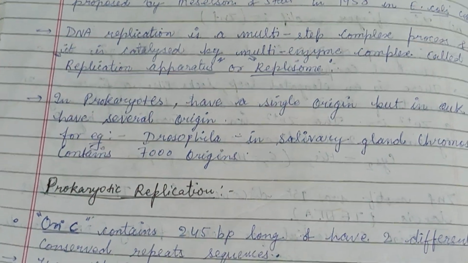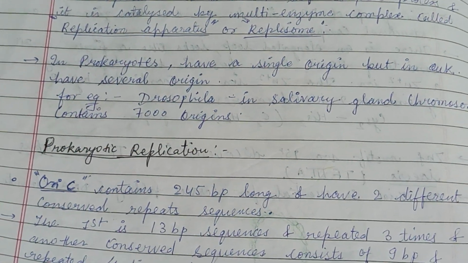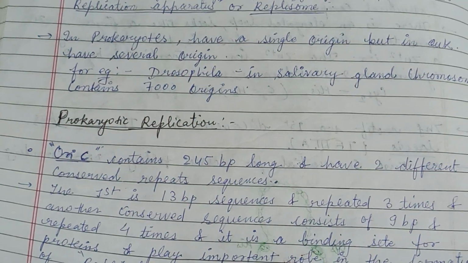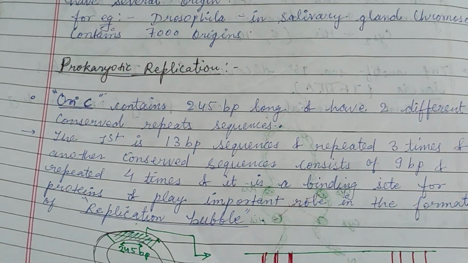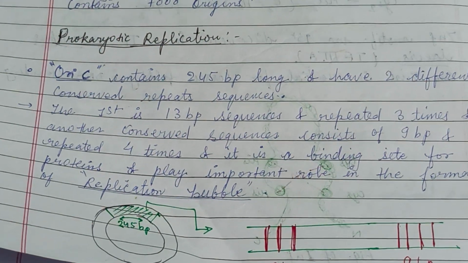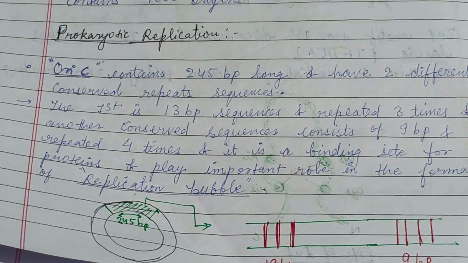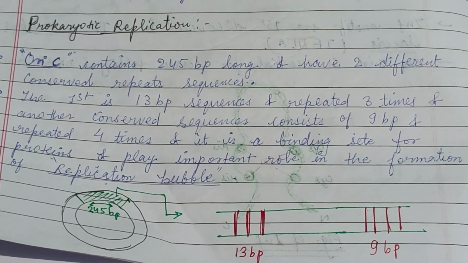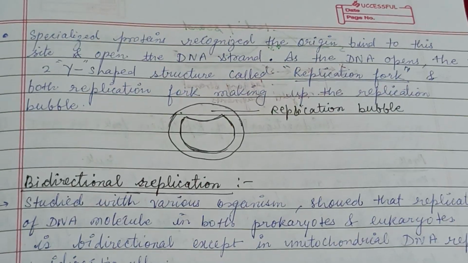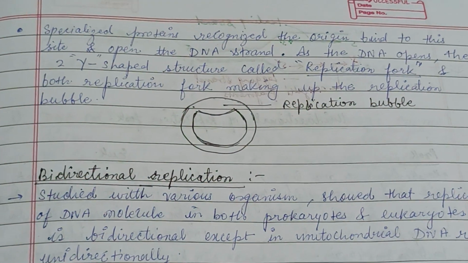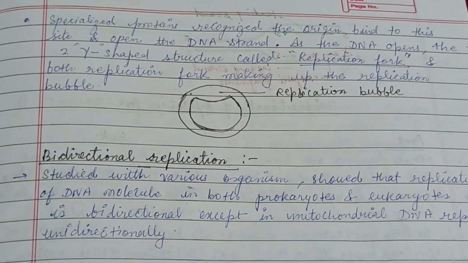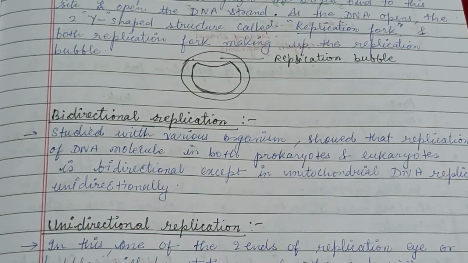Prokaryotes have a single origin, but eukaryotes have several origins in the DNA through which replication starts. In prokaryotic replication, this region of the DNA, the OriC, is 245 base pairs long and has two different conserved repeat sequences. From the ori site, the replication bubble forms by the unwinding of the DNA strand.